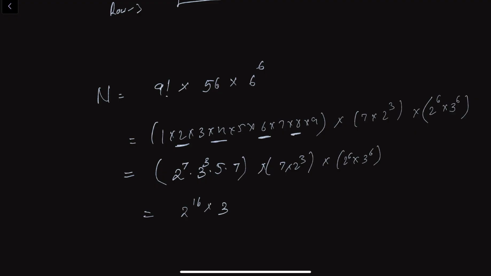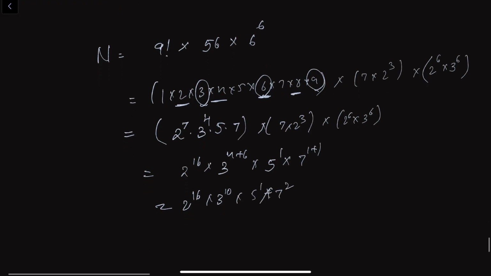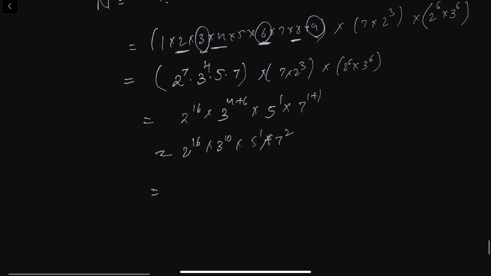It should be 3 to the power 4 for the factorial, because we have 3, 6 and 9, where 9 contributes 2. So this is 3 to the power 4 plus 6, into 5 to the power 1 into 7 to the power 1 plus 1. So that is 2 to the power 16 into 3 to the power 10 into 5 to the power 1 into 7 square. So this is our p to the power a into q to the power b into r to the power c into s to the power d, and p, q, r, s are distinct primes as given in the question.